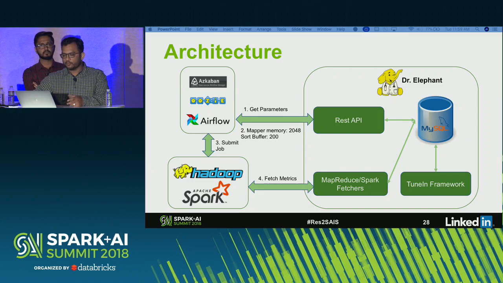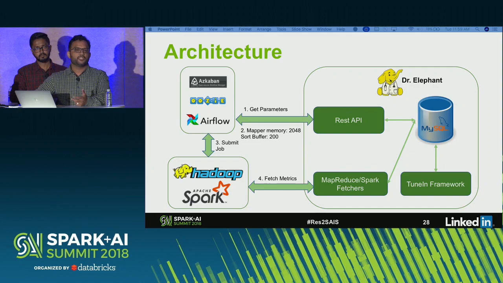Dr. Elephant has a component called fetchers, which is different for MapReduce and Spark. The job of these fetchers is to get the metrics from the Hadoop job history server, resource manager, and FS logs. They pull the metrics from these components and compute predefined heuristics based on those metrics. Once the heuristics are computed, these are pushed to a MySQL server. There is a REST API on top of these metrics as well as the heuristics. So all the heuristics are basically exposed through these REST APIs.